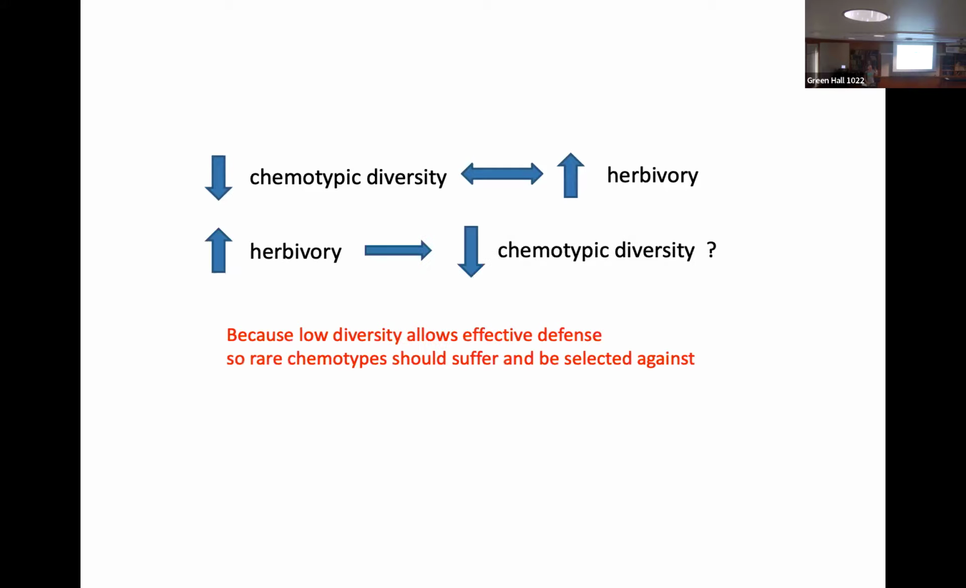Okay, this correlation can be driven in either direction. So it could be that where herbivory is high, there's low chemotypic diversity, because low diversity allows for effective defense, so that rare chemotypes should suffer. Rare chemotypes should get eaten more and be selected against and be less common.